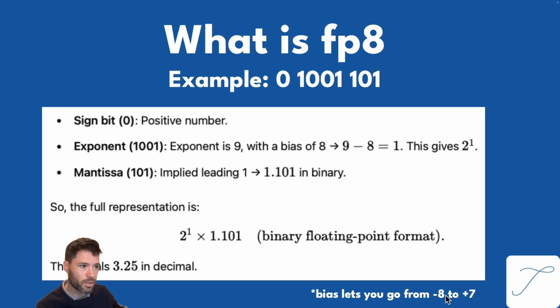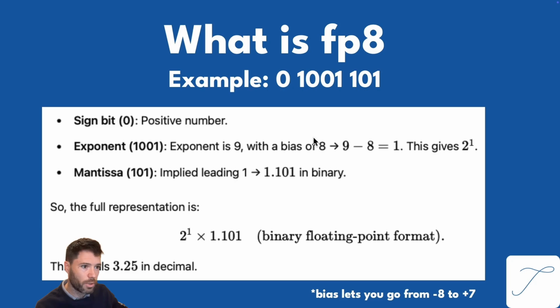That basically allows us to take a number that would be 0 to 15 and slide it down so it fits from -8 to +7. And so when we take an exponent of 9, which is 1001 in binary, we get to the number 1. And this number 1 here is then going to be used as a power, which would be 2 to the power of 1. So this is the power that we're going to use, or the exponent.